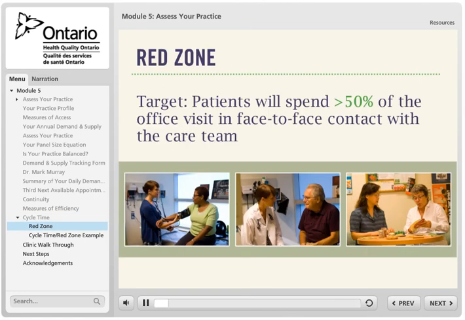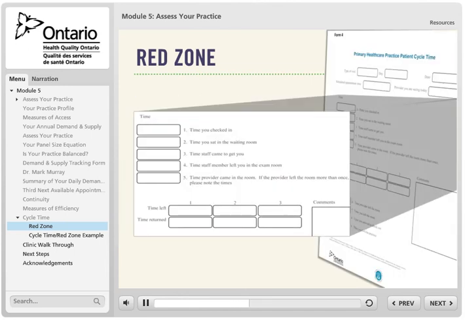The target red zone time is more than 50% of the office visits spent face-to-face with the care team. This measure is calculated from the cycle time data. On the cycle time form, calculate the total number of minutes spent with members of the care team throughout the office visit. From the patient's perspective, waiting is of little value and represents an opportunity for improvement.